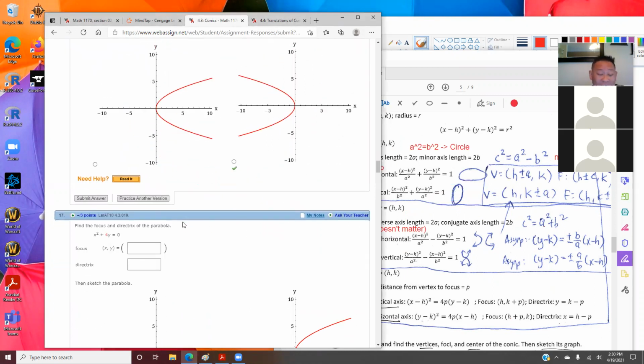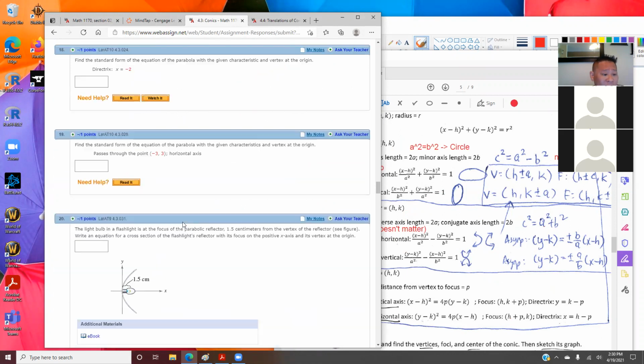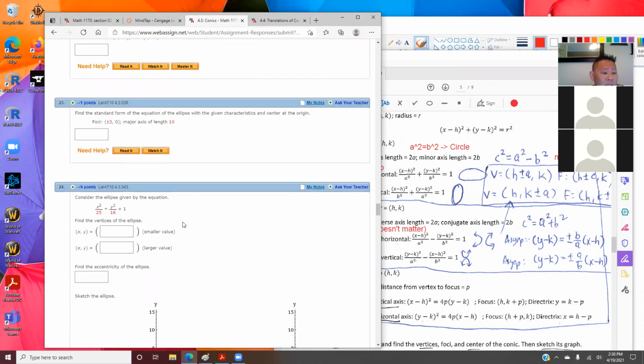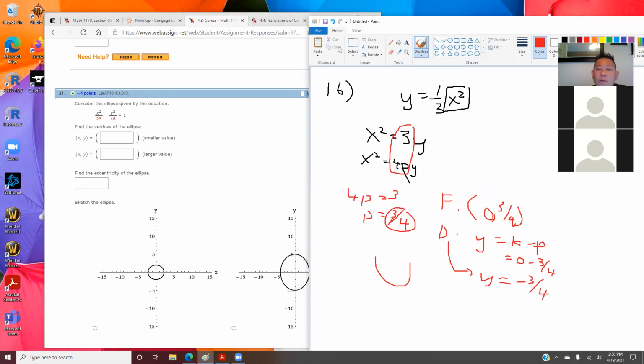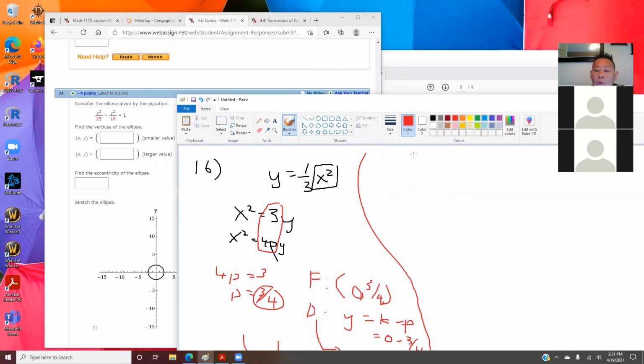I'm going to talk about the eccentricity one. Yep, there you go. This is the one, number 24. Number 24 is given by the equation x squared over 25 plus y squared over 16 equals 1. This one we know is an ellipse because it is squared and has a plus in the middle.